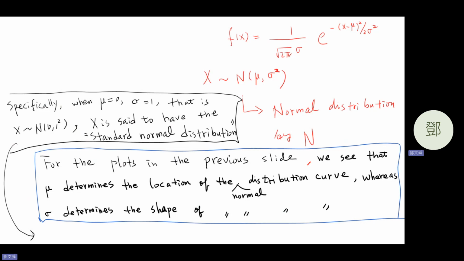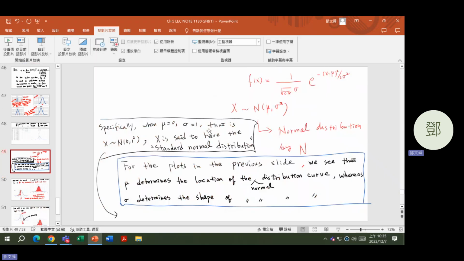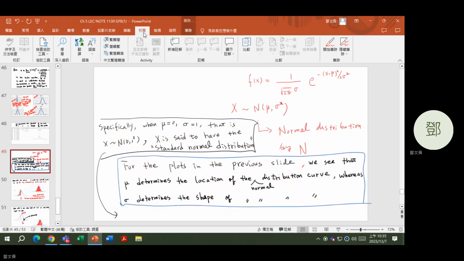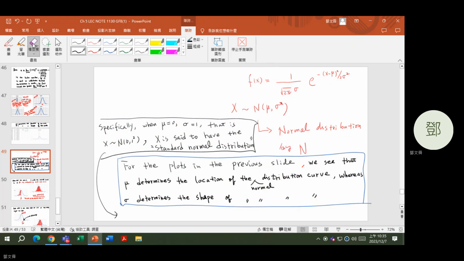All right, so let me wipe off the Chinese character. N for short. Standard normal. Here, standard normal.